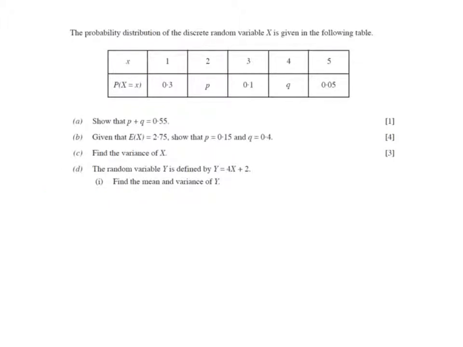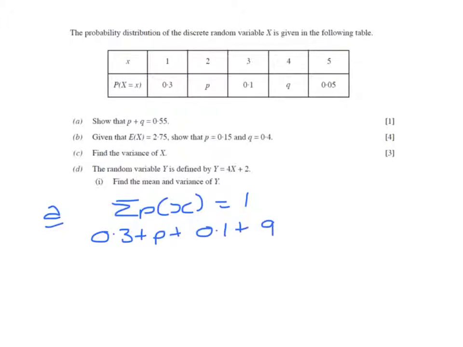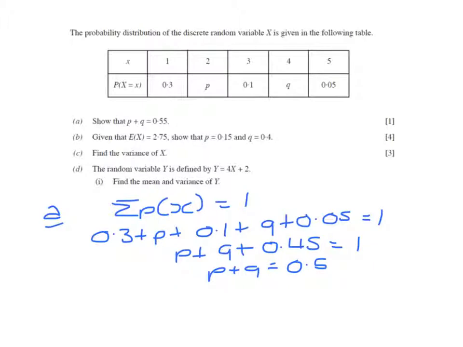In question 3, we're going to be using all of the formulas. In part A, I'm asked to show that P plus Q is 0.55. So I'm going to use the fact that the sum of the probabilities is 1. So 0.3 plus P plus 0.1 plus Q plus 0.05 has to be 1. P plus Q plus 0.45 is 1. P plus Q is 0.55, as asked for in the question.